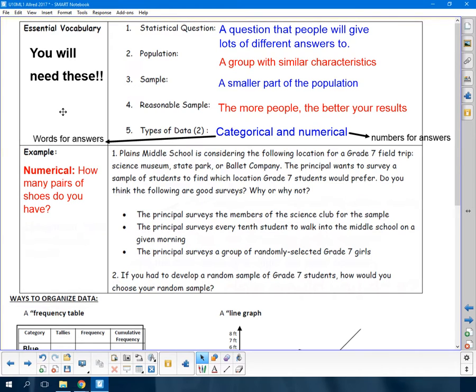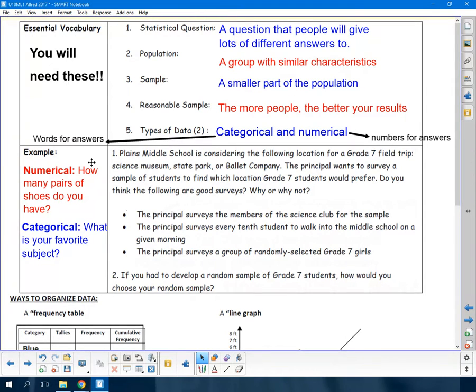They're going to say 1 or 4 or 17. That's going to be a good statistical question with lots of different answers. A categorical question might be, what is your favorite subject in school? People might say math or science or English, but they won't say 1 or 2. That wouldn't make any sense.